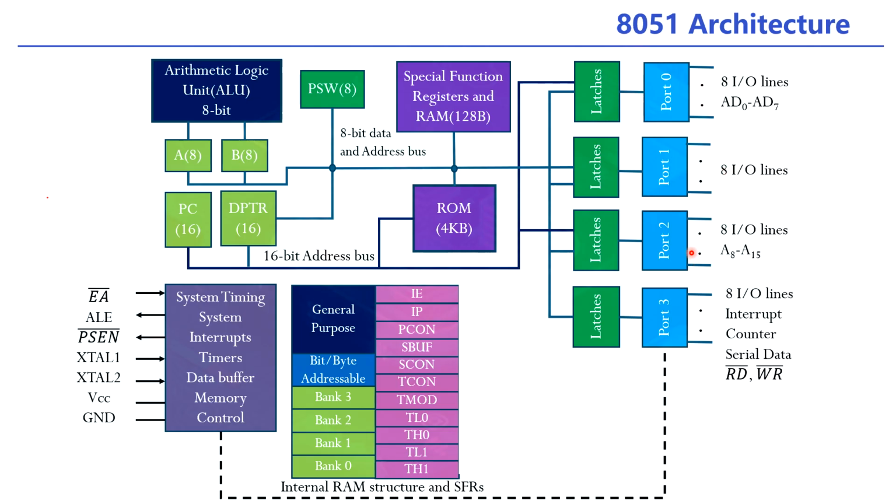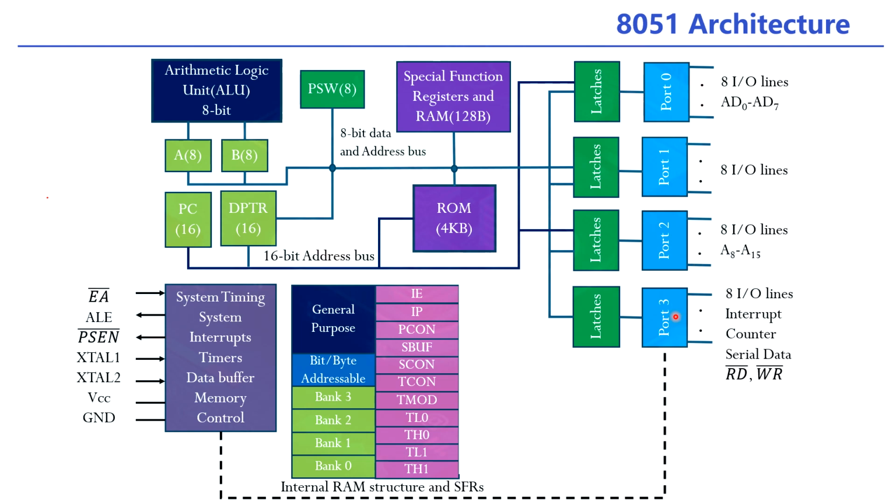And the next port line is port 2, where this is also having dual function. In standalone mode, it is acting as a general purpose IO. In case of extended mode, it can carry the higher order address bus, that is A8 to A15.